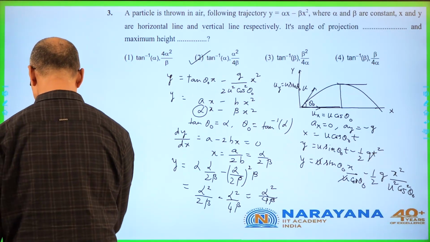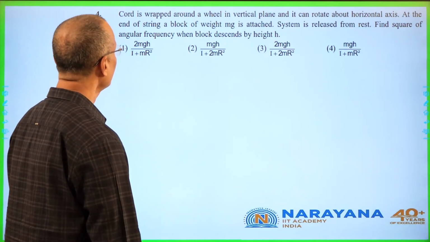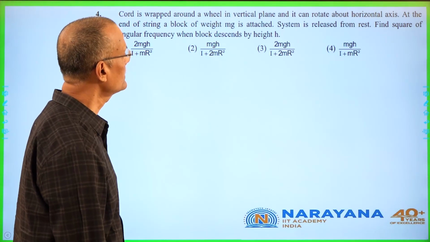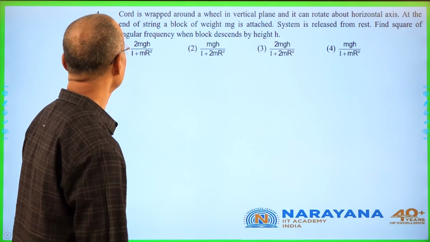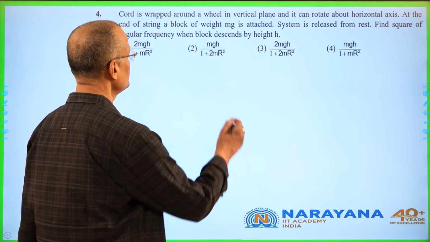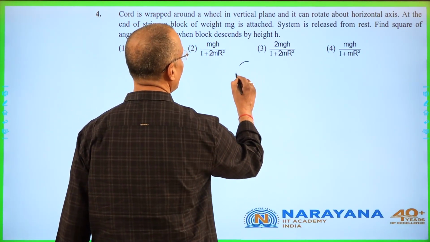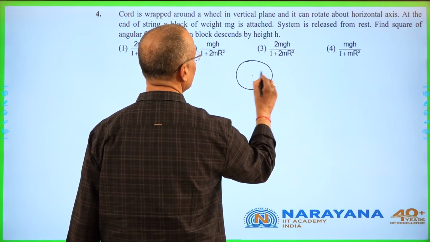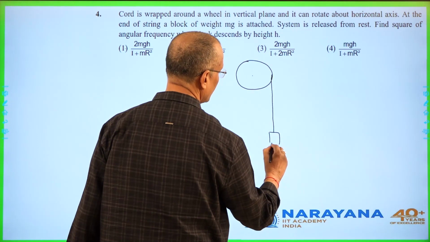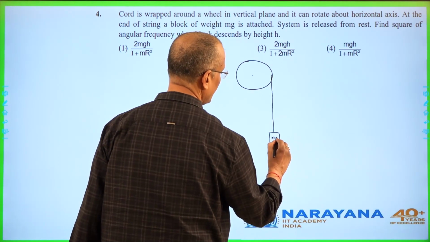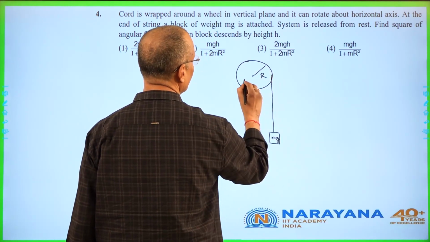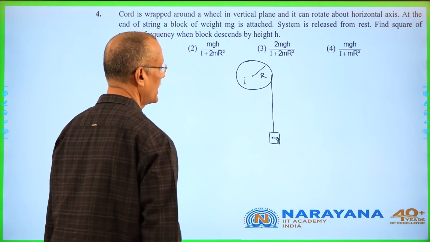Let us move to question number 4. A cord is wrapped around a wheel in vertical plane and it can rotate about horizontal axis. At the end of a string, a block of weight mg is attached. So I have a wheel and a cord is wrapped. Here mg is there, its radius is r, moment of inertia I will take I.